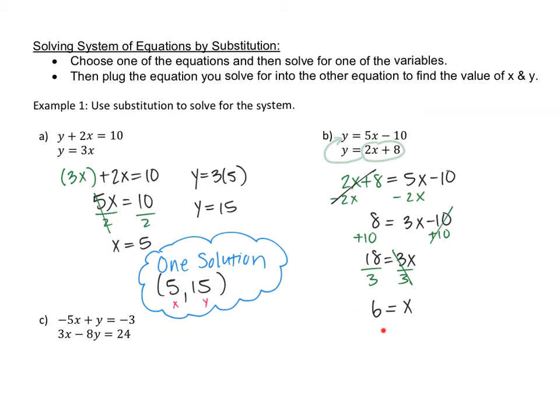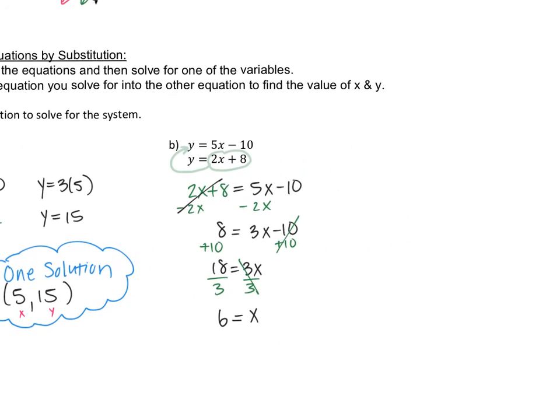So now that I have x by itself, I can take this 6 here for x and plug it into one of these equations. It doesn't matter which equation you choose. They should give you the same answer. So I'll just choose the top one for convenience. So if I plug it into the first one, I have 5 times 6, the 6 that I found for x, minus 10.